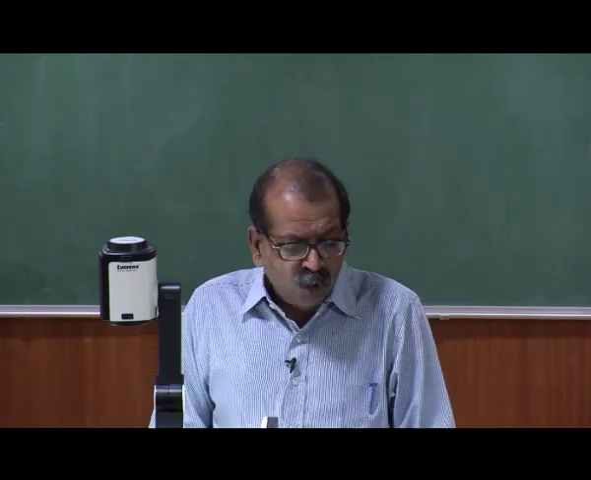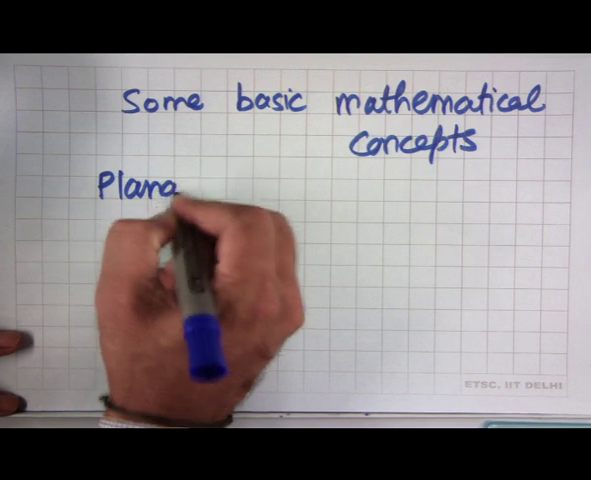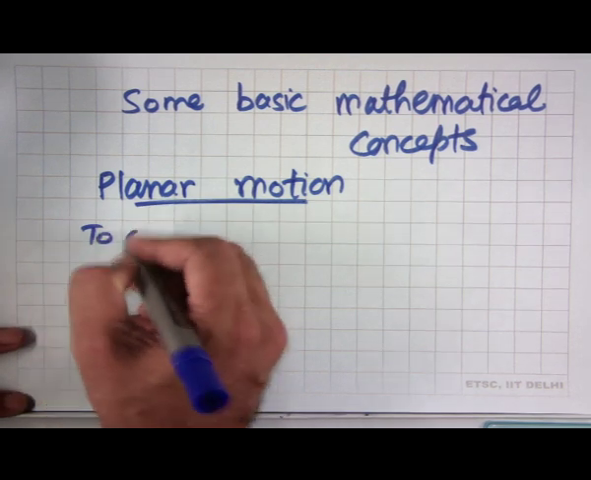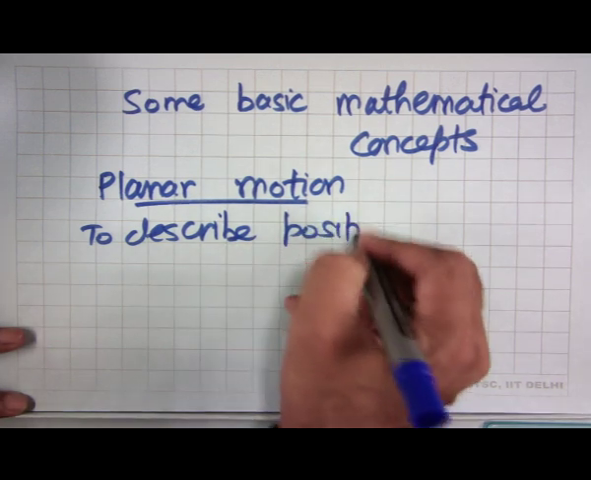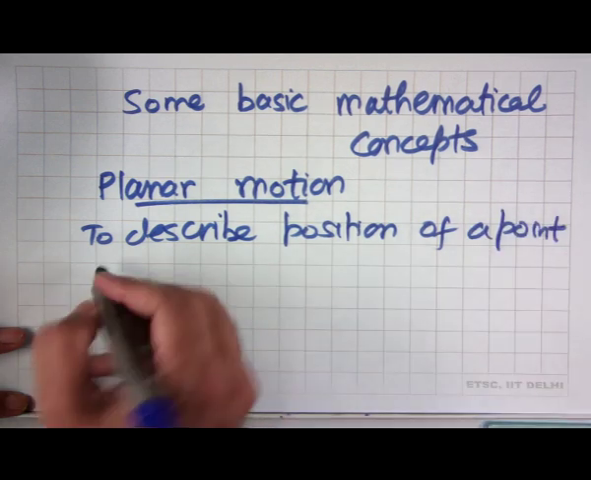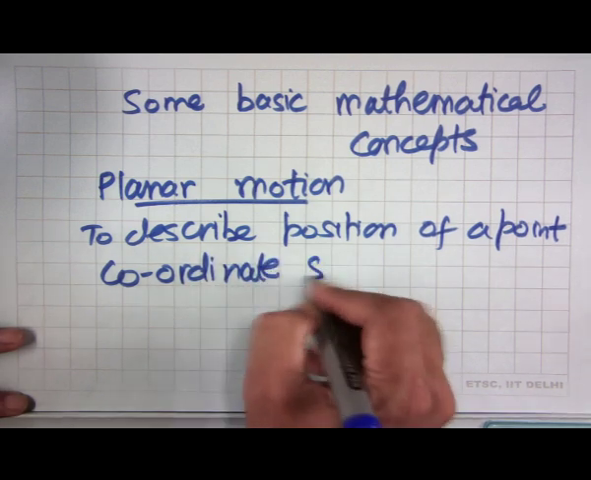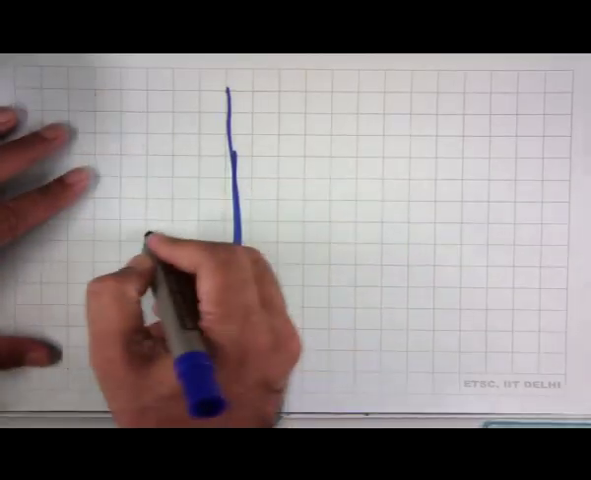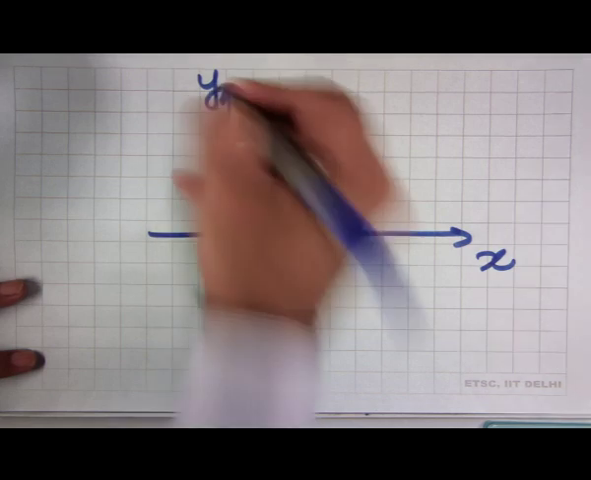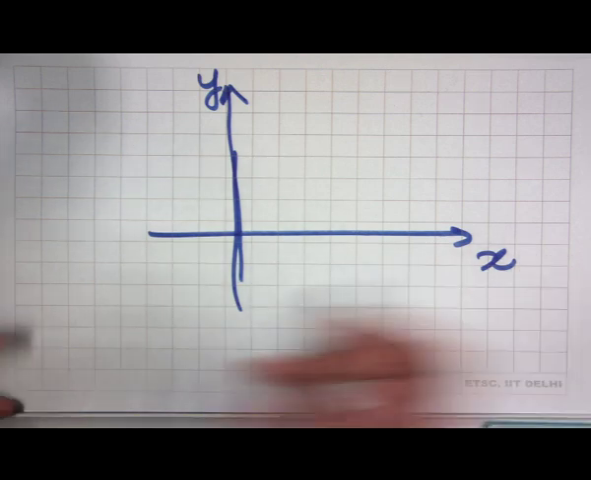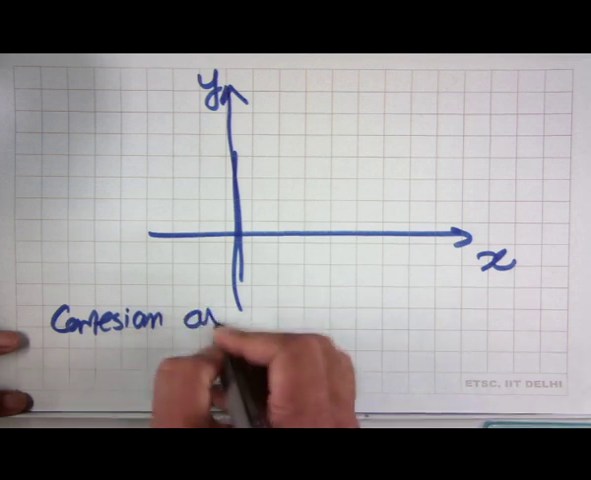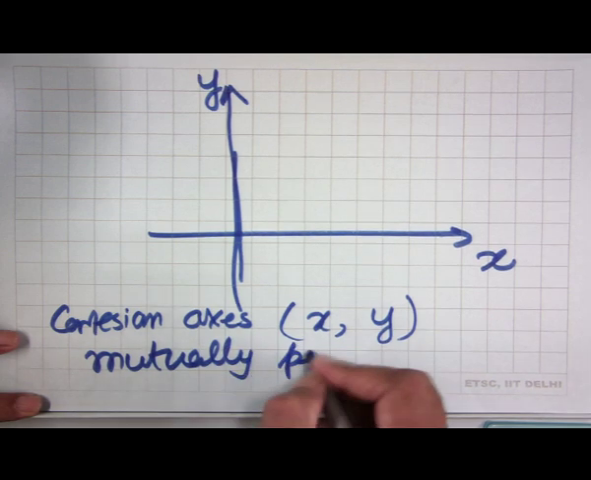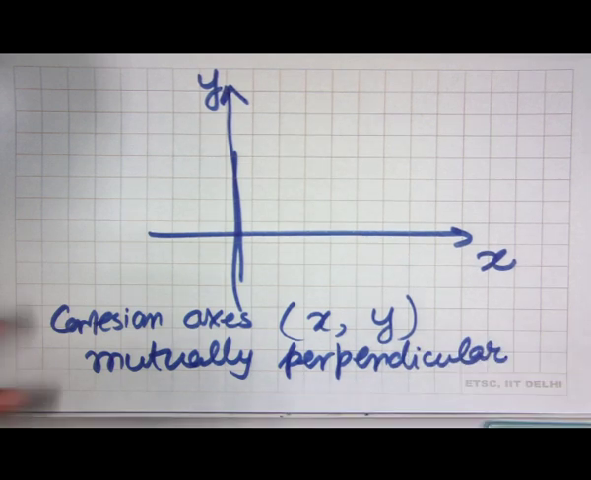So, we are talking of motion of a point, and we will restrict our discussion to planar motion. That means, a particle is moving in a plane. So, here to describe the position of a point, we use what we call a coordinate system. We take two mutually perpendicular directions, let us say one of them is x, the other is y. We call them the two Cartesian axes, x and y, and these axes are mutually perpendicular. That means, they are at an angle of 90 degrees to each other.